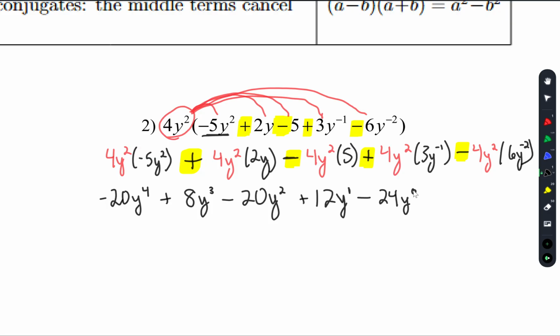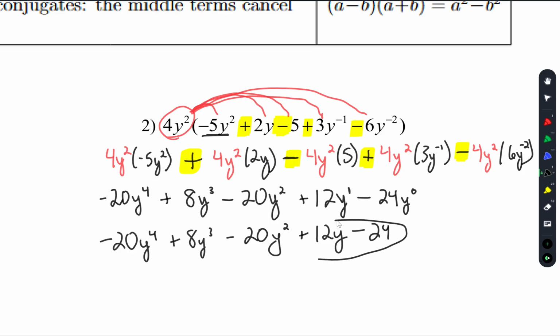And then this one's even weirder because you get a 0 when you add it. When you have y to the 0, it means you have 0 y's, so you don't need to write it. If I were to write this the cutest I could, it would be 20y squared. I probably wouldn't put the 1 on the y. And I would just write minus 24. You don't write the y to the 0 because it says you don't have any y's. So don't put them there.